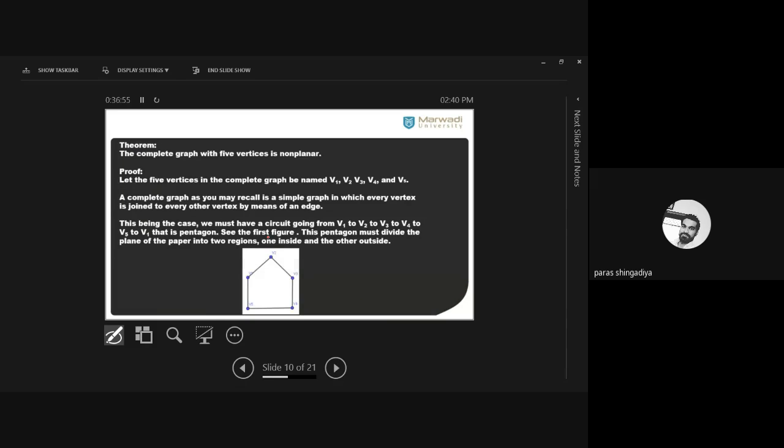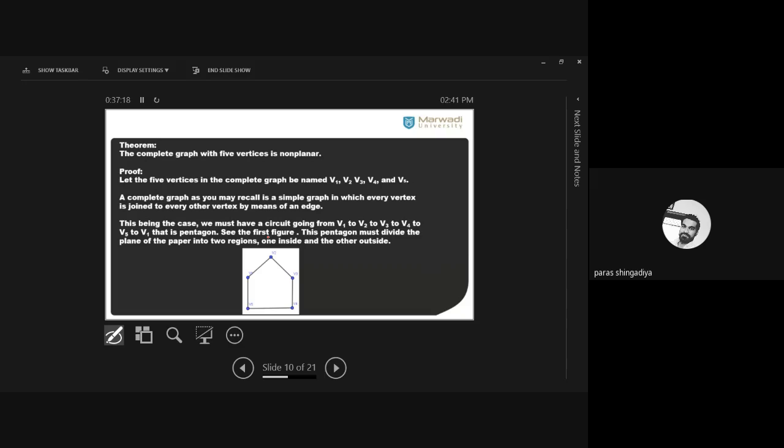So first we'll consider 5 vertices, named V1, V2, V3, V4, V5, and then connect them. This being the case, we must have a circuit going from V1 to V2, V2 to V3, V3 to V4, V4 to V5, and V5 to V1. That creates a pentagon.